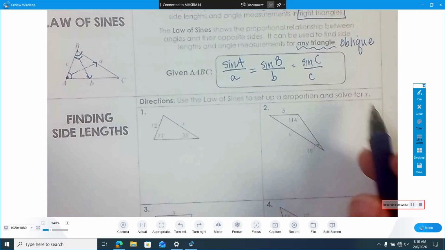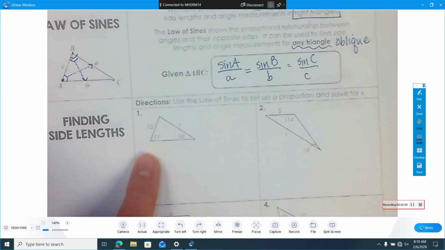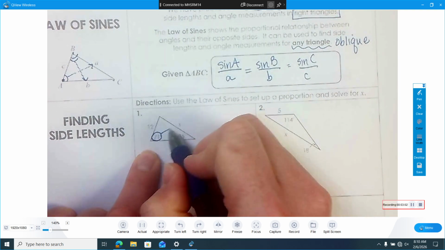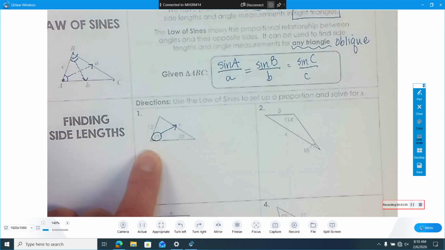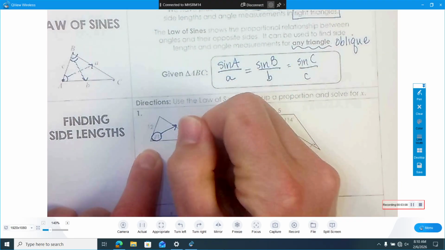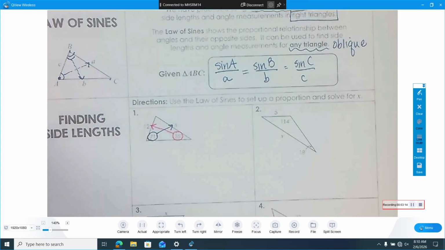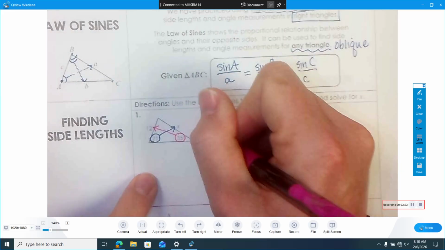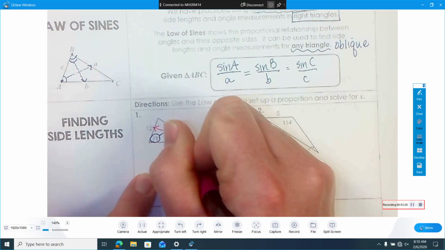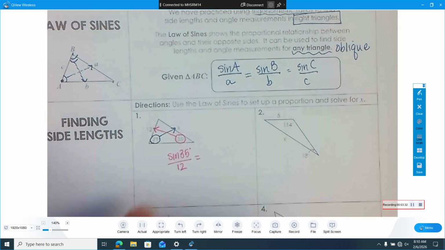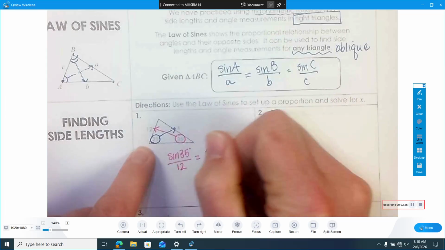Use law of sines to set up a proportion and solve. So here I have my angle of 71 degrees and I have my opposite side of x. I have my angle of 35 degrees and I have an opposite side of 12. So it's important that you have your angle and opposite side paired up. And if you've got your pairs, then I can write my proportion. The sine of my 35 degree angle over 12 is equivalent to the sine of my 71 degree angle over x.